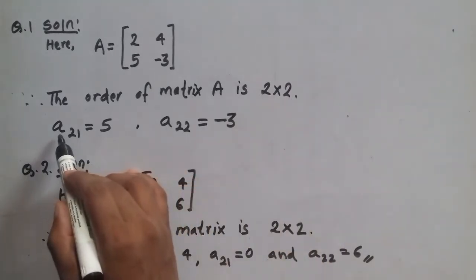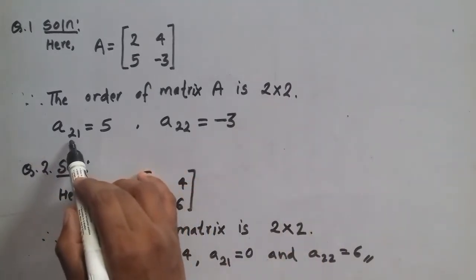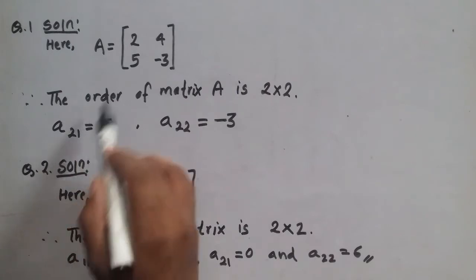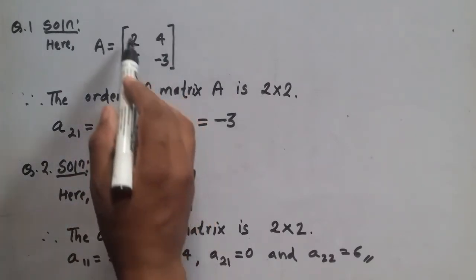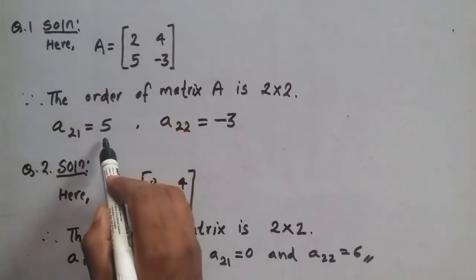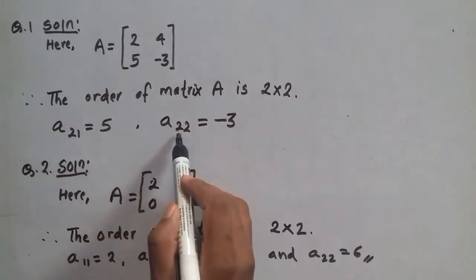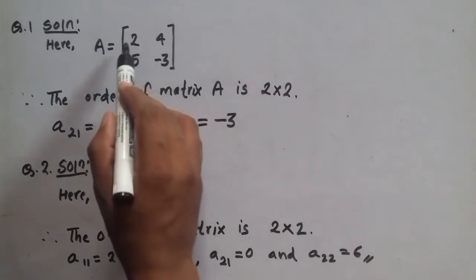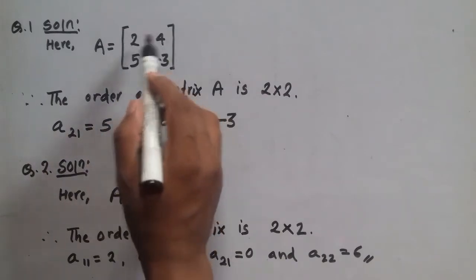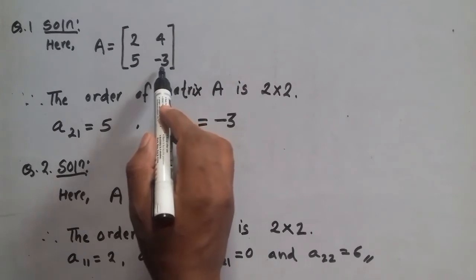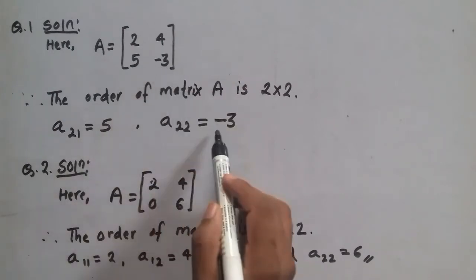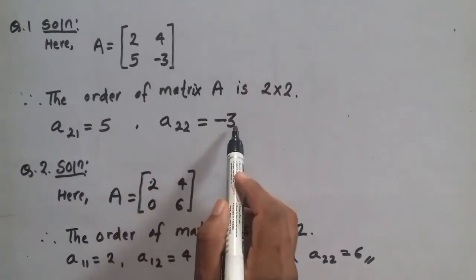Then this element A21 means second row, first column, and that element is 5. And A22 means second row, second column, and in second row, second column there is -3, so this element is -3.